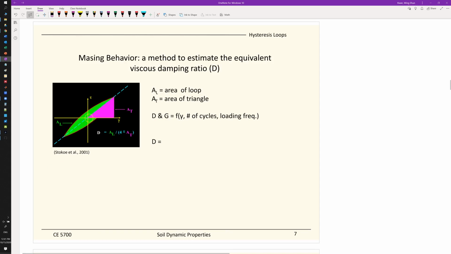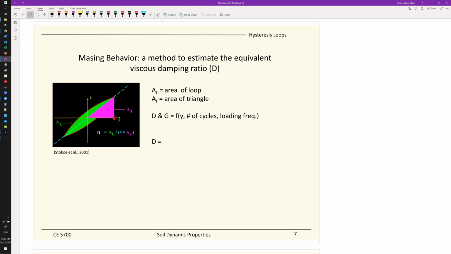The area of the loop is a little bit hard to calculate. You may need some coding techniques to do it. The triangle is easier because you know this point. This point here pretty much corresponds to the maximum shear stress of the loop. So you know this length, and you know the maximum shear stress corresponding to the loop. Then it's just the area of the triangle.